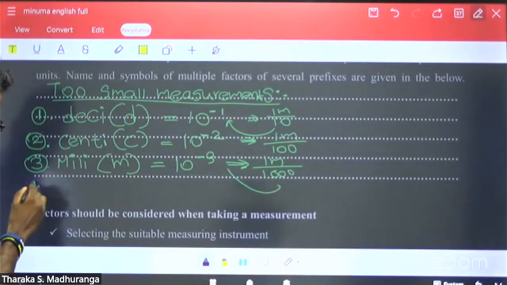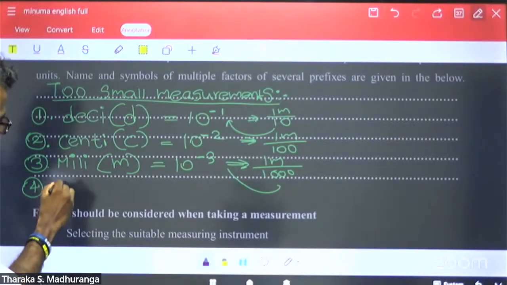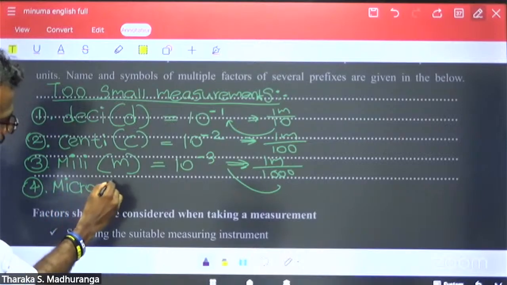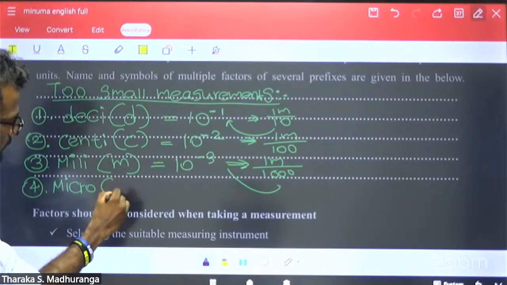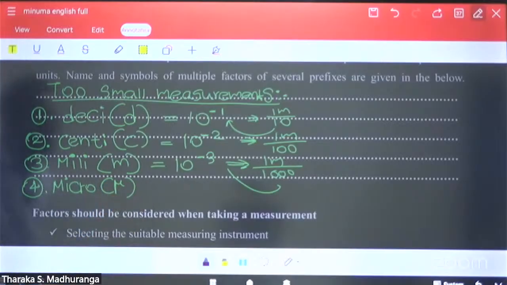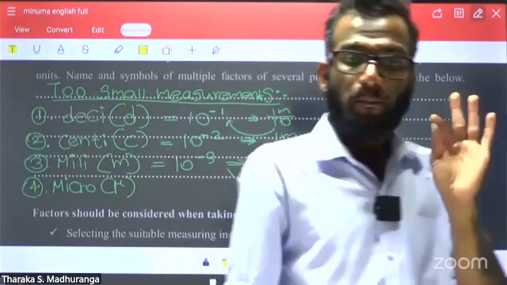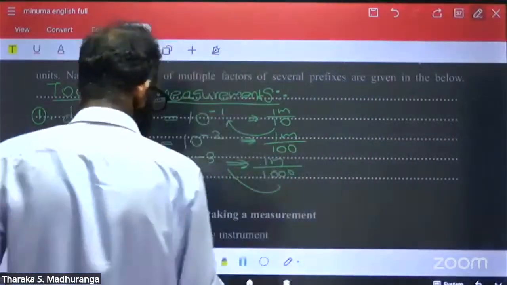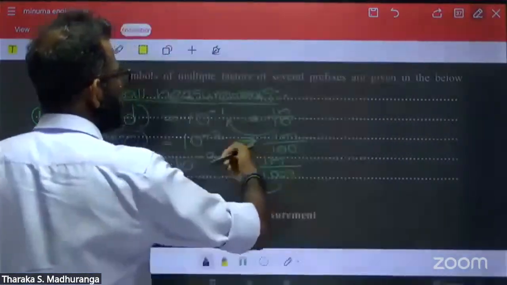Fourth one, micro. Micro, the symbol is mu. The symbol is not m, it is mu. Understand the difference.